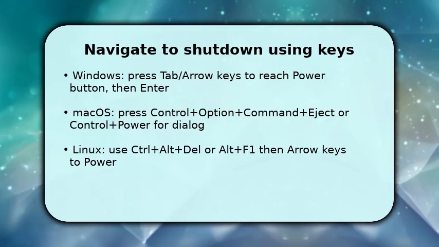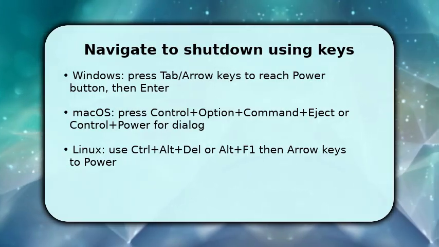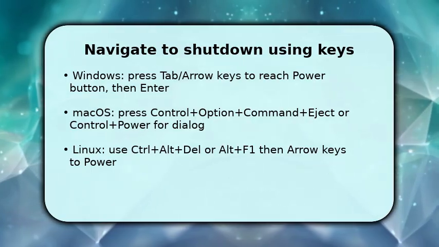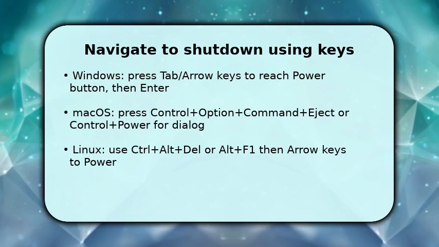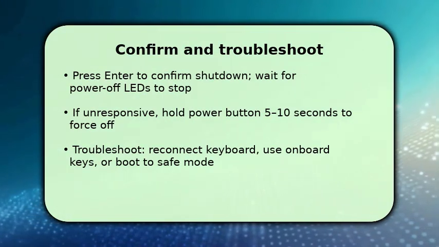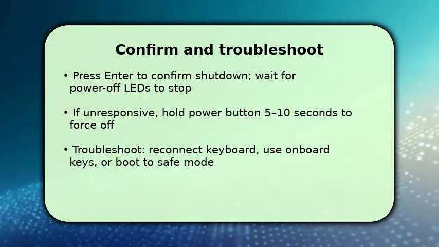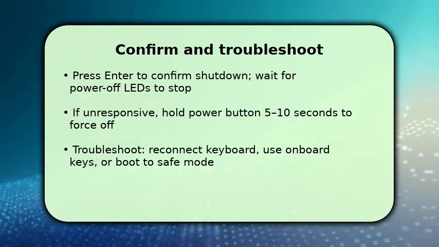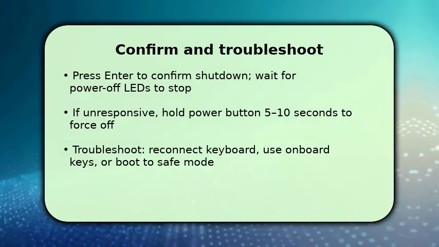On many Linux desktops, try Ctrl plus Alt plus Del or Alt plus F1, then navigate the menu with arrows. Make sure to confirm prompts with Enter. Finish by confirming shutdown and handling problems. After selecting Shutdown, press Enter to confirm and watch for sleep or power LEDs to stop. That indicates a successful power off.